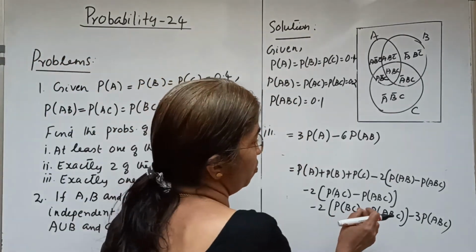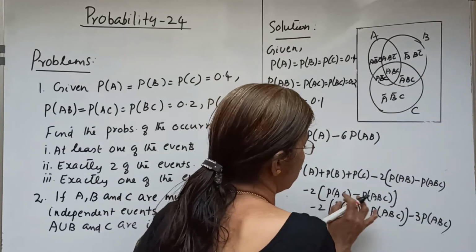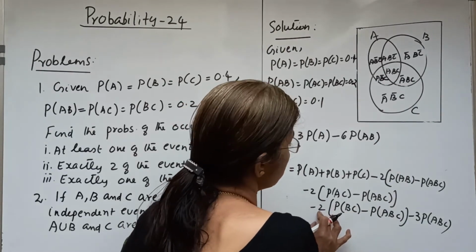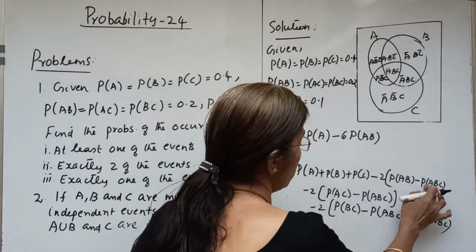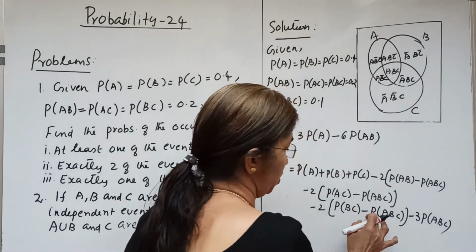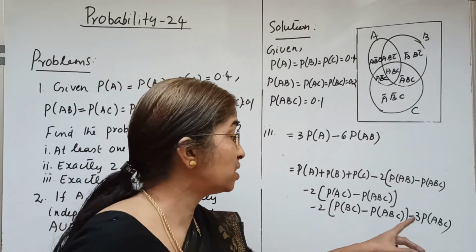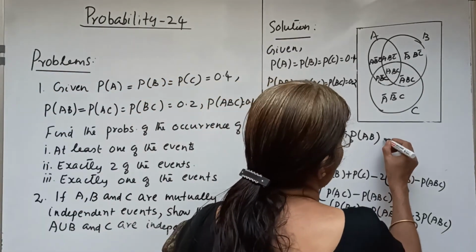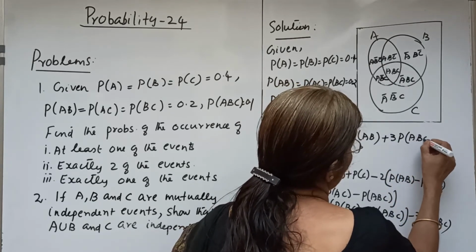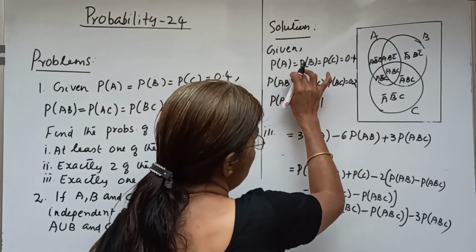Now we have minus 2P of ABC here, minus 2P of ABC here, plus 2P of ABC, plus 2P of ABC, plus 2P of ABC, that is minus 6P of ABC, minus 3P of ABC, that is plus 3P of ABC. All these terms are written in this using those ones.